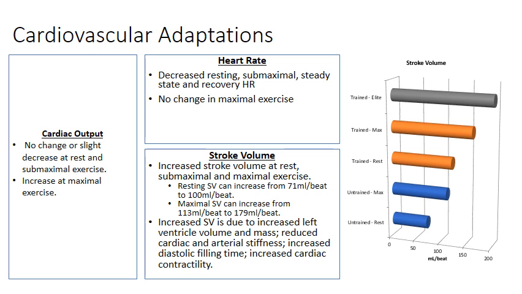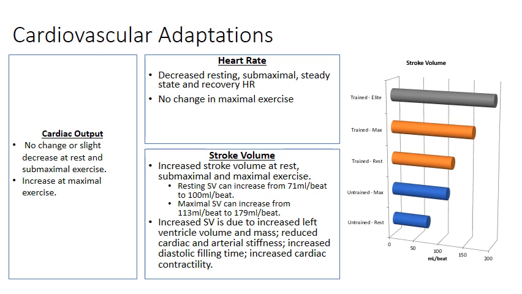At maximal intensity exercise, there's no change in your heart rate. So your maximal heart rate is essentially your maximal heart rate, and the amount of training you do is not going to change that. In terms of stroke volume, so stroke volume being the amount of blood ejected from the heart per beat, at rest, at submax, and at max intensity exercise, your stroke volume will increase. And as you can see by those figures there, it can increase quite significantly.